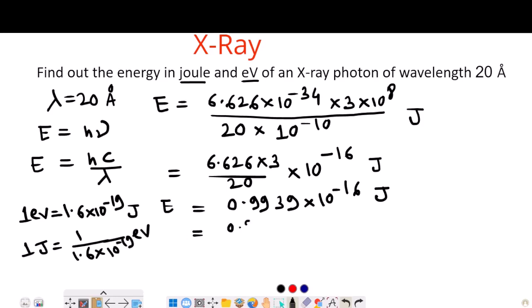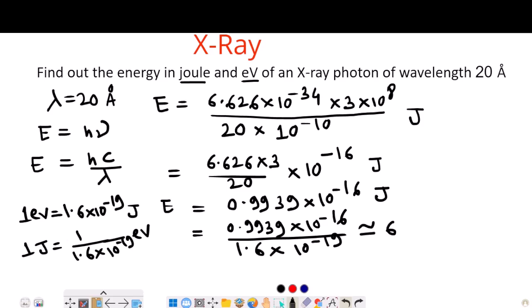So 0.9939 into 10 to the power minus 16 divided by 1.6 into 10 to the power minus 19. This is approximately equal to 621 electron volt. So the energy of the X-ray photon in electron volt is 621 electron volt, and in joule is 0.9939 into 10 to the power minus 16 joule.